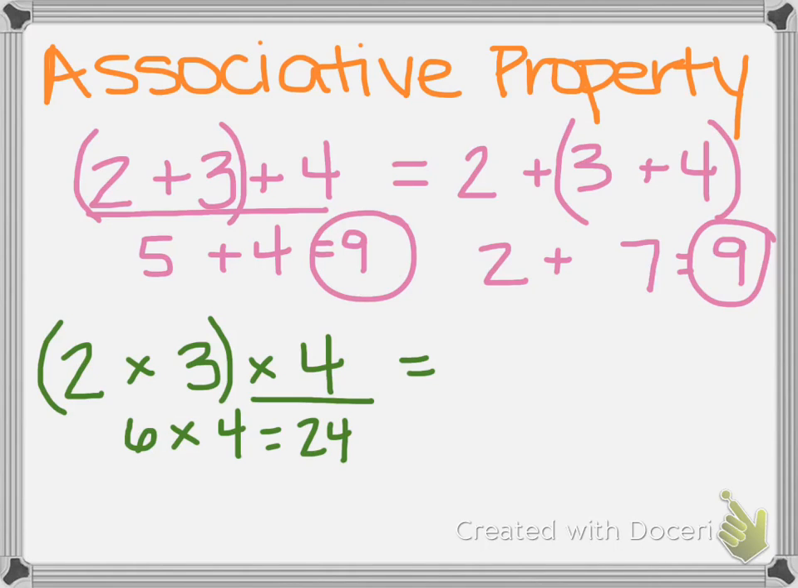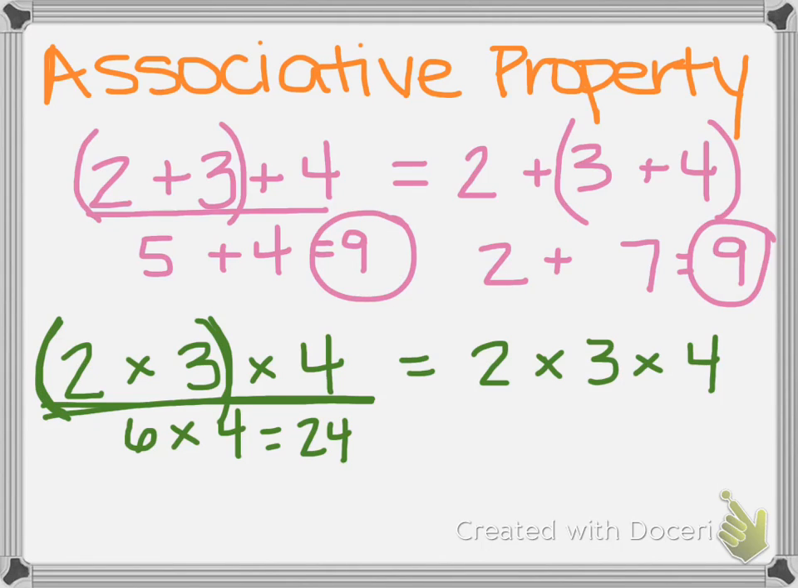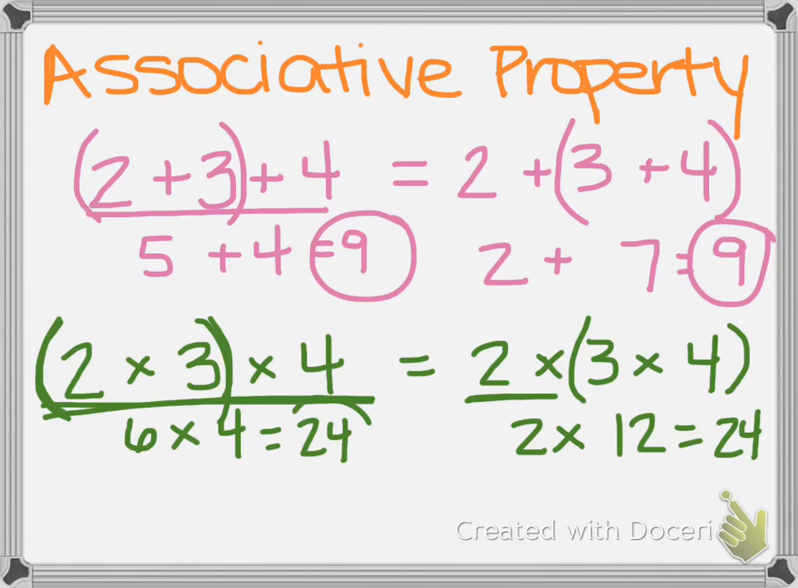Now, let's try it the other way. We're going to use the same numbers. 2 times 3 times 4. So in the first problem, we did 2 times 3 first. This time, we're going to group together 3 times 4. Okay, so 3 times 4 equals 12. And we still have this times 2. Well, 12 times 2 equals 24. So guess what, guys? It didn't matter which group we did first. We still got the same answer.